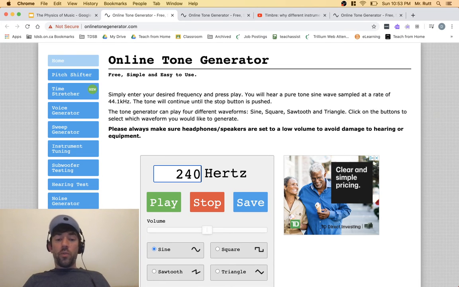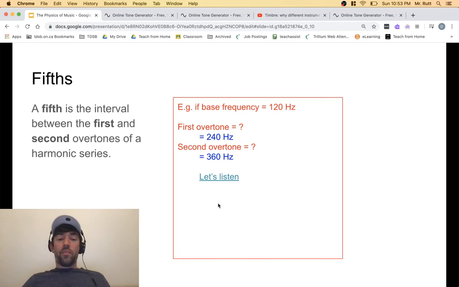So what did I say? 240 is the first overtone, and here is 360. And that jump from the first note to the second note, that interval is called a fifth. We don't need to get into why.